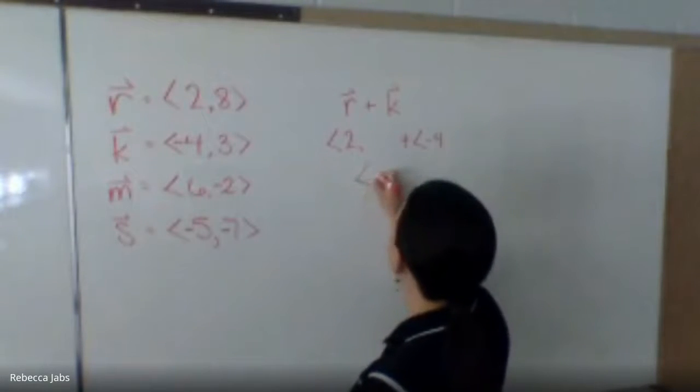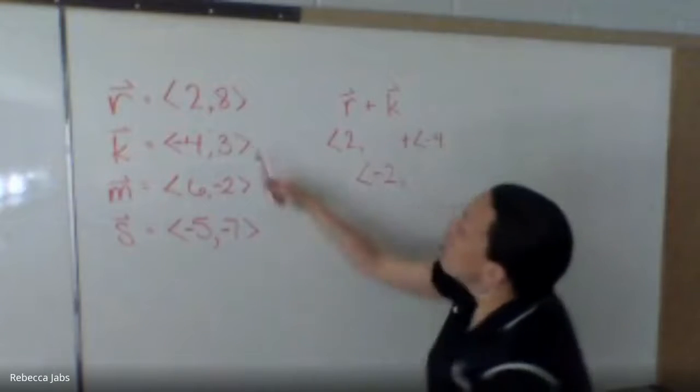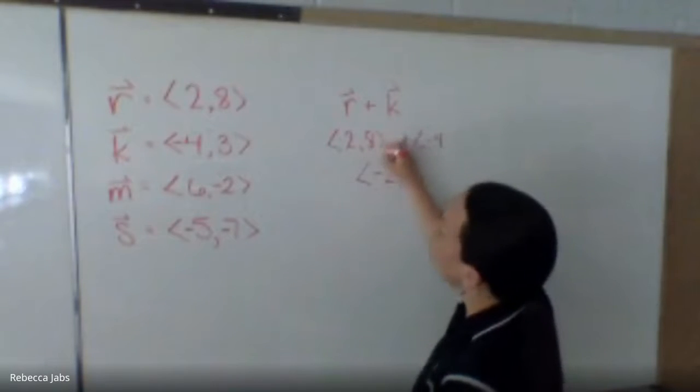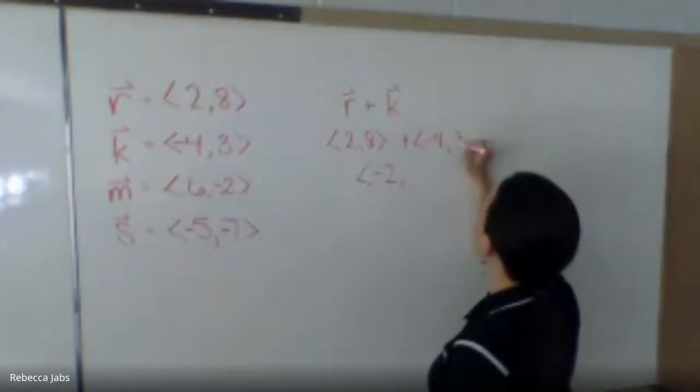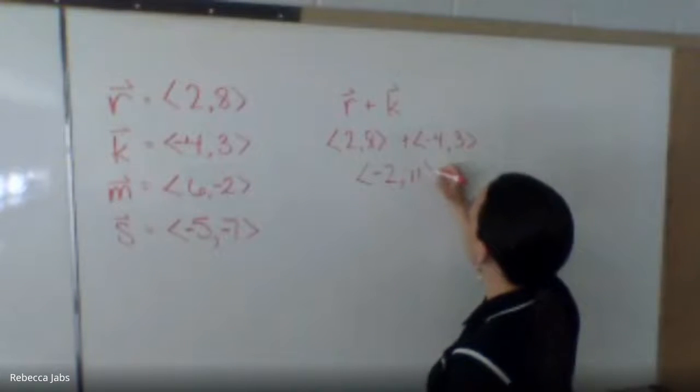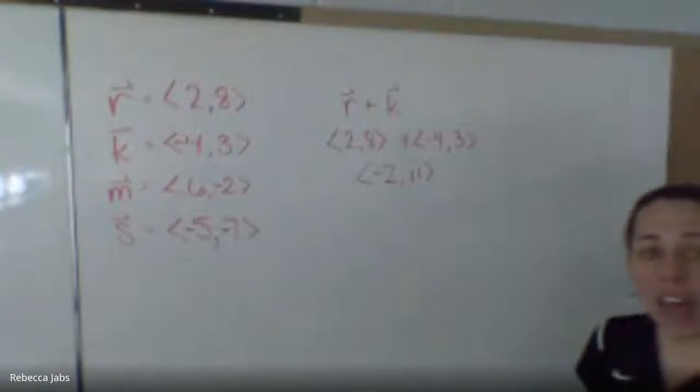Yes, there is a plus symbol in between here, but that is 2 minus 4. So 2 minus 4 would give me a -2. My other components were 8 and 3. Both of those are positive, so I would add those. 8 plus 3 would give me 11.